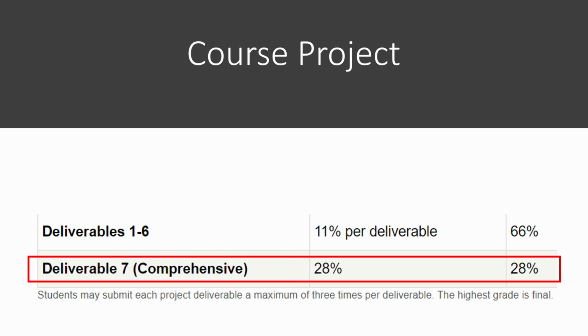Remember, Deliverable 7 is worth a lot more than Deliverables 1 through 6. Deliverables 1 through 6 each were worth approximately 11%, or a total of 66%. Well, now you're dealing with a comprehensive deliverable. It is worth 28%. So it's worth a lot more because at this point, we believe you have learned a lot.